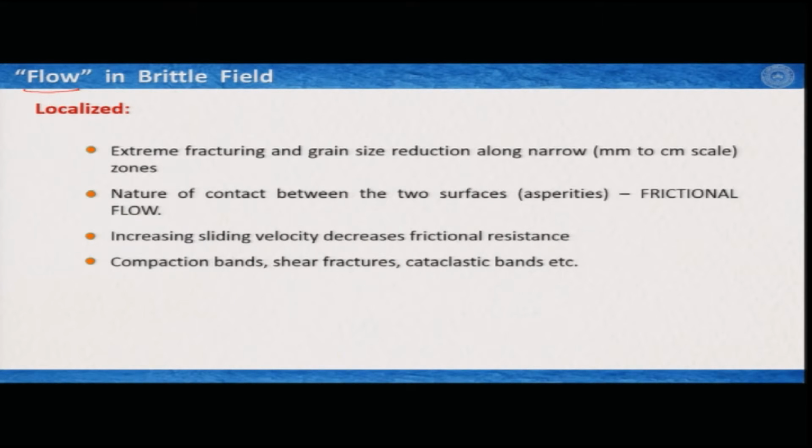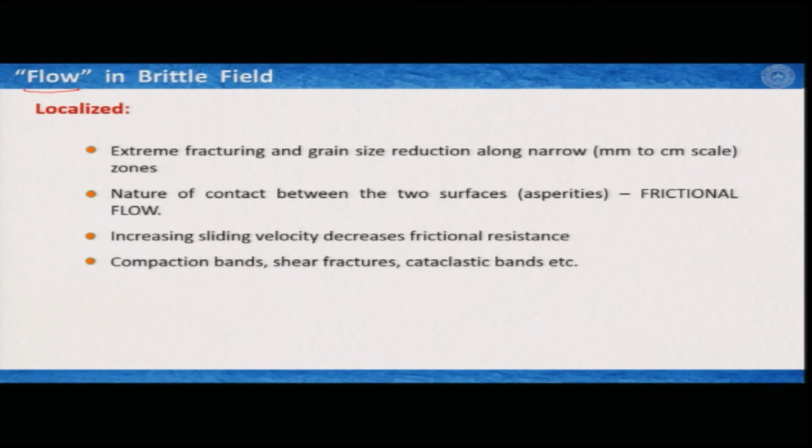So, let us look at the first process, which is localized cataclastic deformation. Generally, the characteristics of this localized cataclastic deformation include extreme fracturing and grain size reduction along narrow zones, and when I talk about narrow, it is millimeter to centimeter scale.